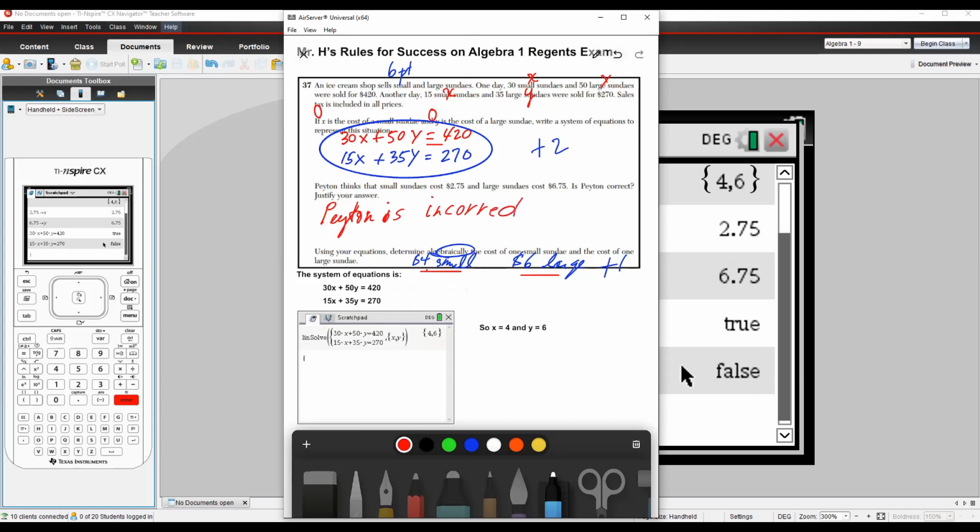And the justification is I substituted, or I plugged in, his numbers, his prices, and I got a false statement. Something like that. So basically, when I plugged it into the second equation, I got a false. That wasn't a true statement. So basically, that means that Peyton was wrong. It doesn't matter that one of them was correct. They both have to be correct.